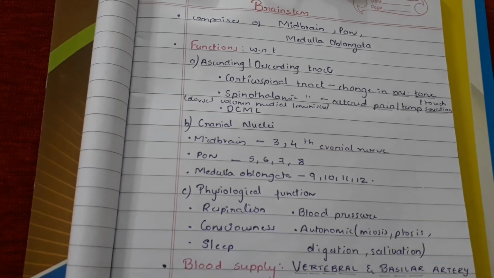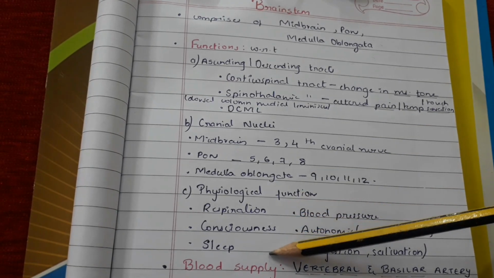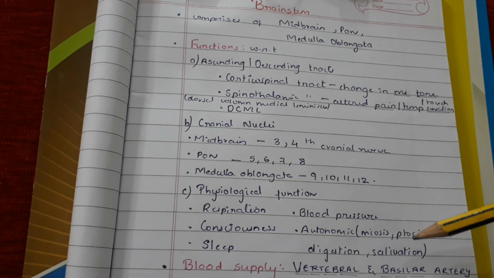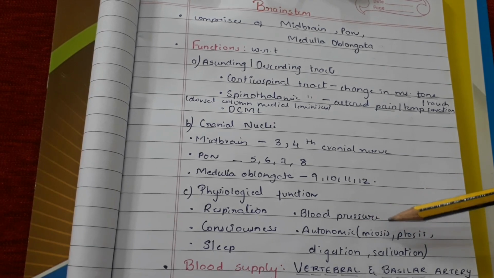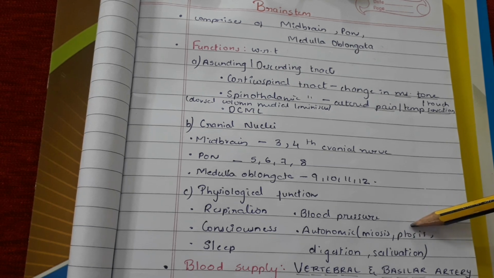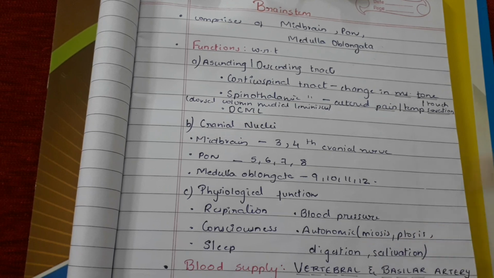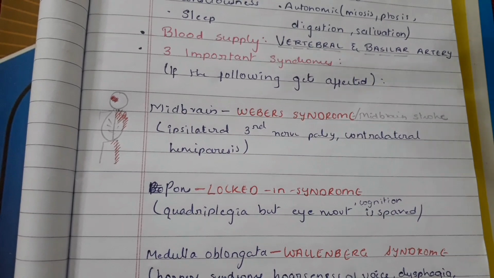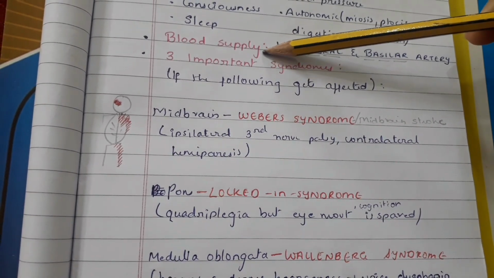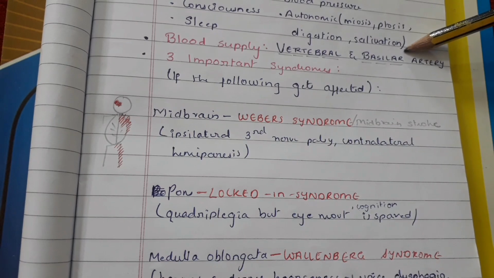Physiological functions of the brainstem are respiration, consciousness, sleep control, blood pressure, and other autonomic functions, which include miosis, which means constriction of the pupil, ptosis, which is drooping of the eyelids, digestion, and saliva. The main source of blood supply to the brainstem is the vertebral and the basilar arteries.